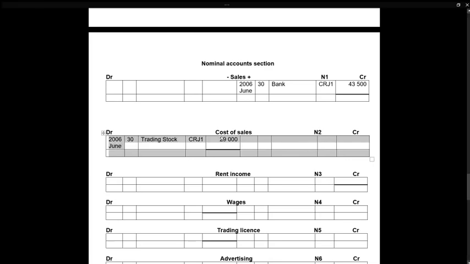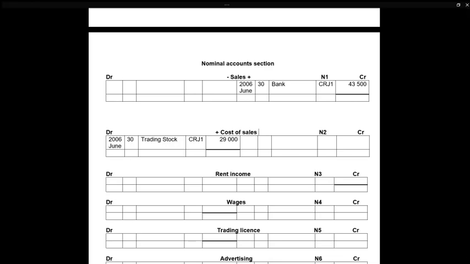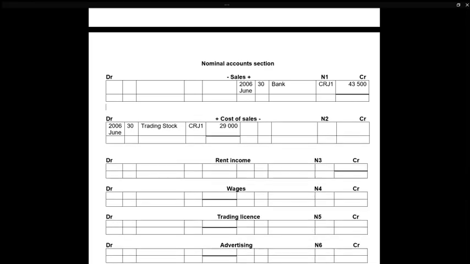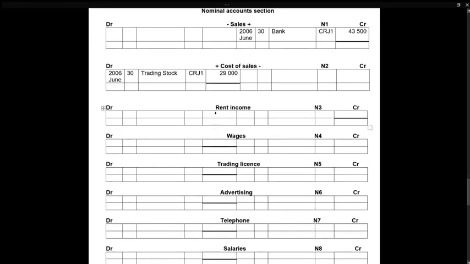Very importantly, I forgot to tell you that this is an expense account. Expenses will be plus, minus. Okay, rent income, it's in the name, it's income. Remember the signs for income, it is minus, plus.